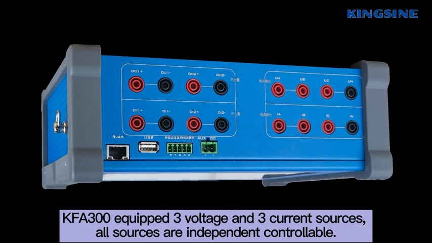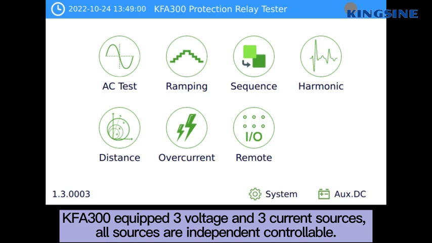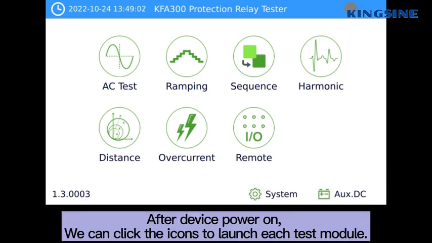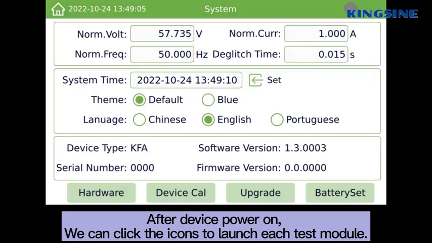The KF300 is equipped with 3 voltage and 3 current sources. All sources are independently controllable. After the device powers on, we can click the icons to launch each test module.